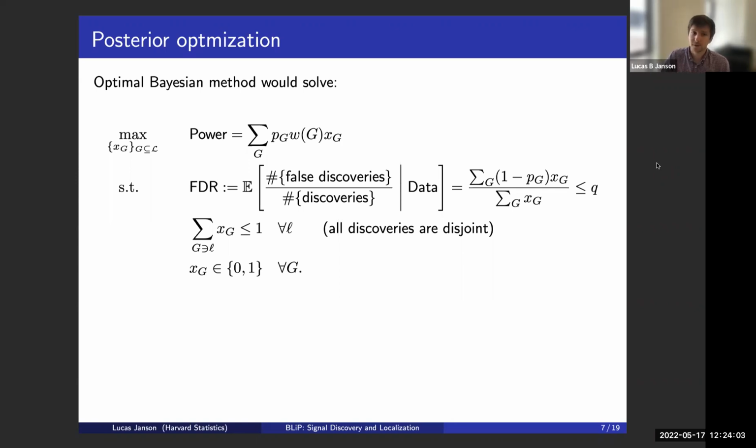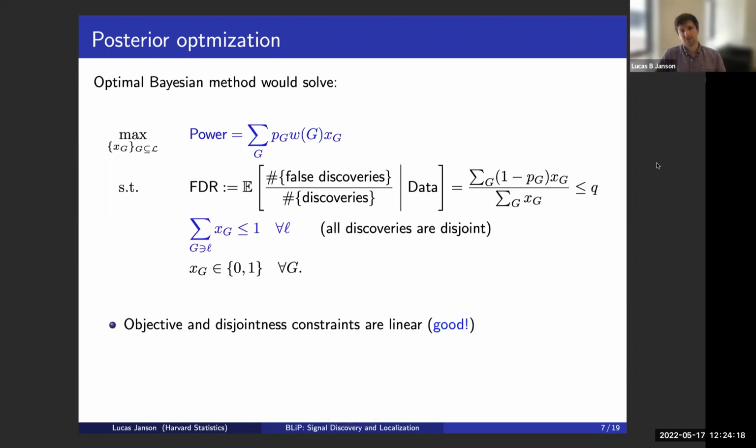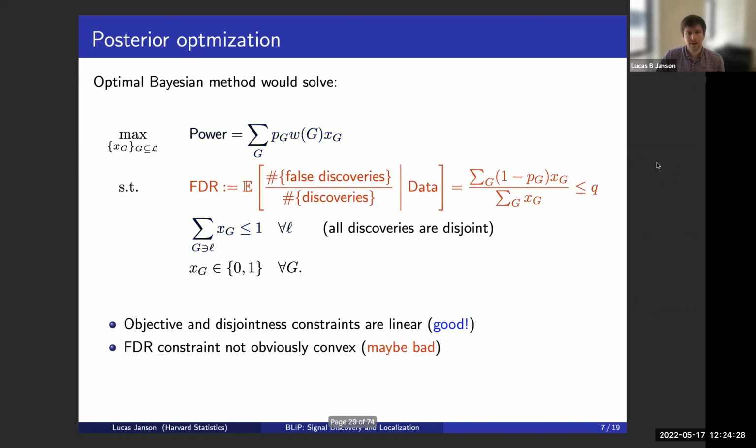And then that brings us to the fourth line, which is just the integer constraint that we either discover or we do not discover every region, 0 or 1. Okay. So our first and our third constraints are linear, which is a good thing. Again, as I said, the third line is not so good because there's many of them, although we have a way of dealing with that. The second line is not obviously good because it's not obviously a convex constraint if we wanted to do this as an optimization problem. The fourth line is definitely bad.